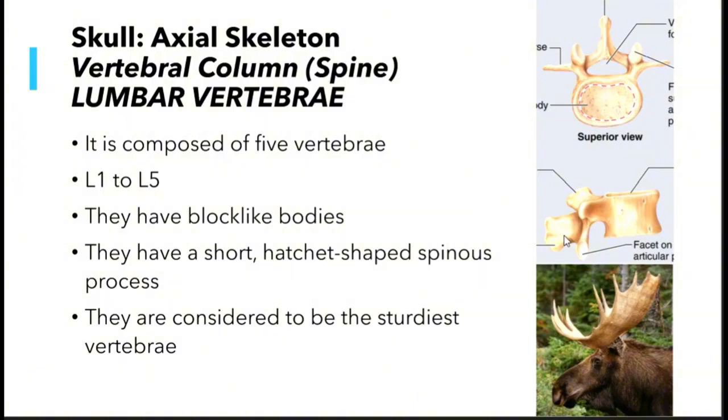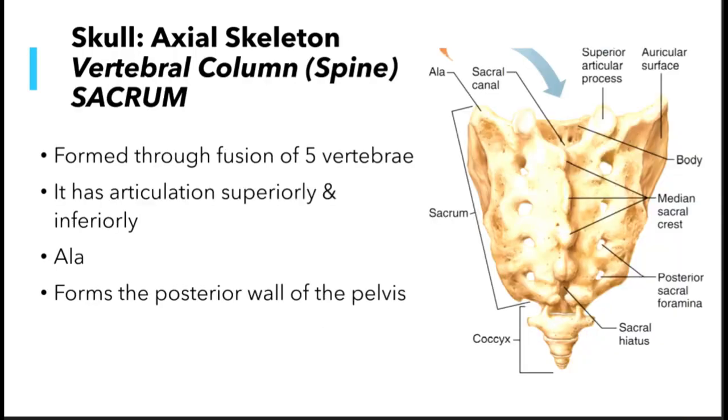Among the vertebrae, lumbar vertebrae are the sturdiest. Why? Because they receive most of the stress. Okay, you also have the sacrum. Your sacrum articulates with the L5, or lumbar vertebra number 5, superiorly, and inferiorly at the coccyx.